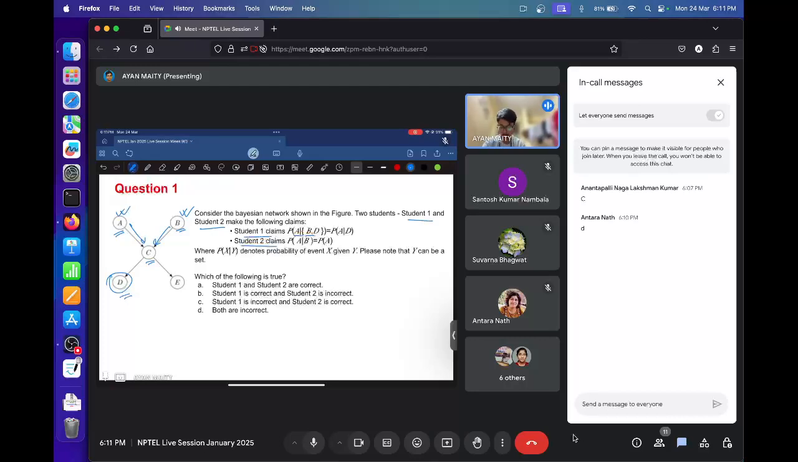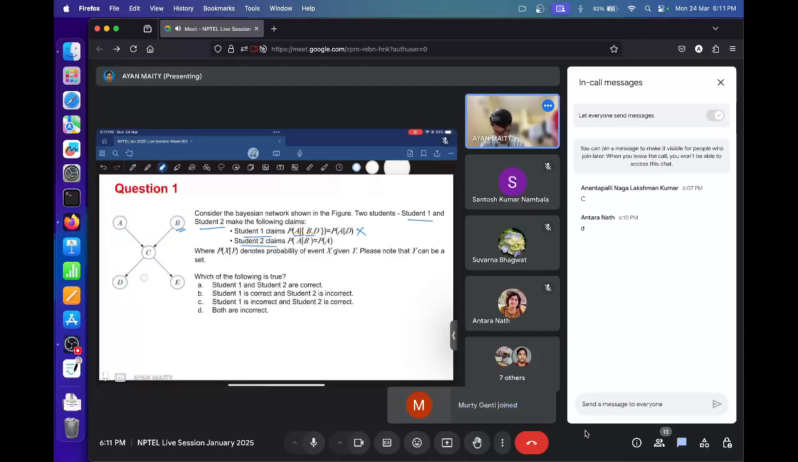If C or any of its descendants, in this case D, is given, then this path from A to B is not blocked, and if this path is not blocked, then they are dependent on each other. So A and B would be dependent on each other. So this claim is not correct.